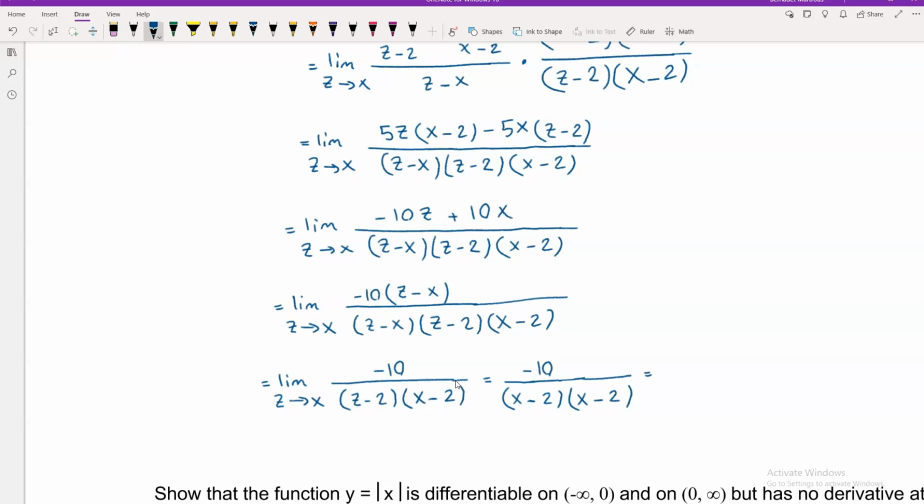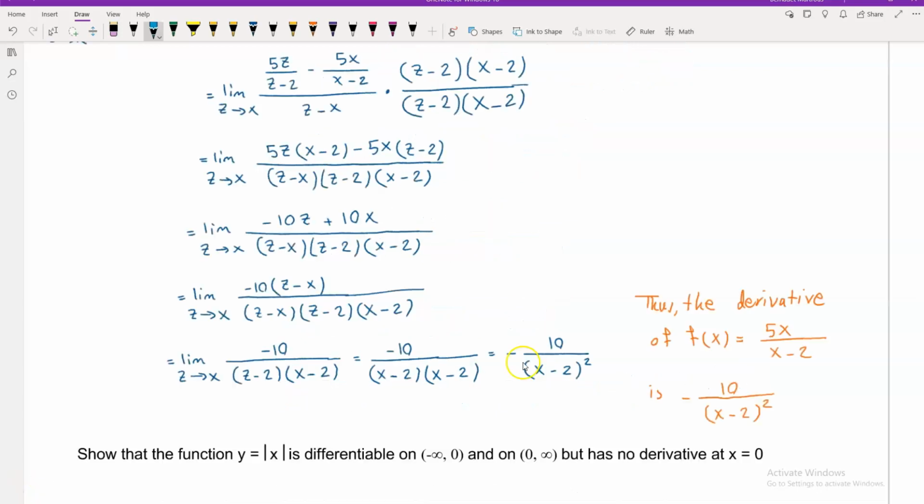So this is equal to -10 divided by (x minus 2) squared. So this is our final answer, meaning that the derivative of f of x equal to 5x divided by (x minus 2) is negative 10 divided by (x minus 2) squared.